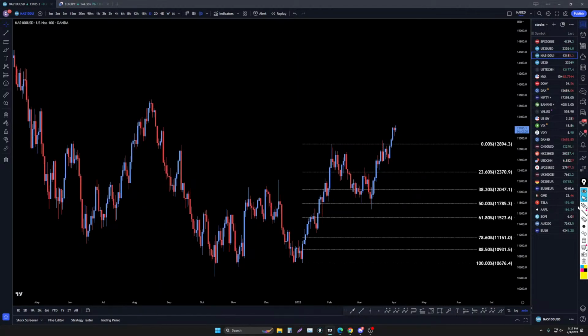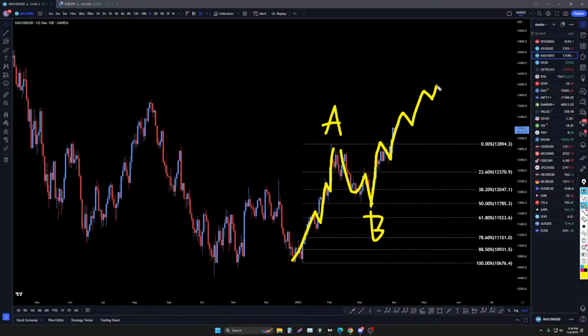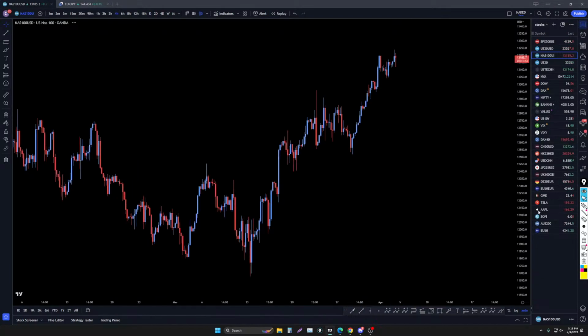Going down to the daily, we got a nice uptrend, probably a wave A. We got a 3-wave pullback, probably a wave B. We got an uptrend, which I don't think is over, probably a wave C. If it does make a clear structure break, I'll know it's a wave C. If it doesn't, and it just keeps making higher highs, higher lows, then I'll know it's a wave 3. Pretty simple, really.